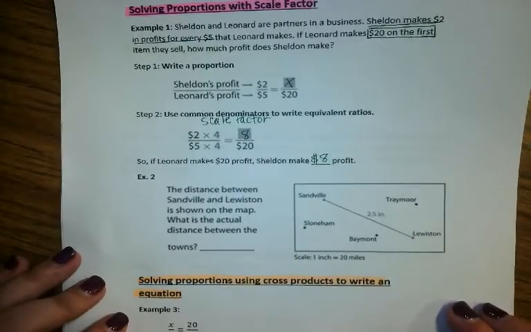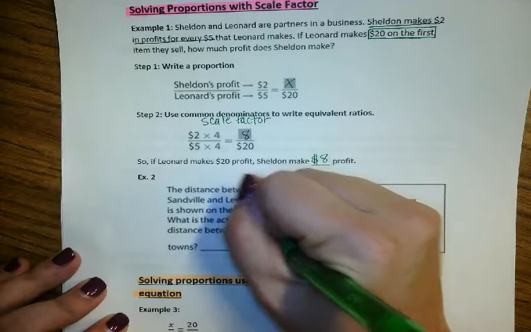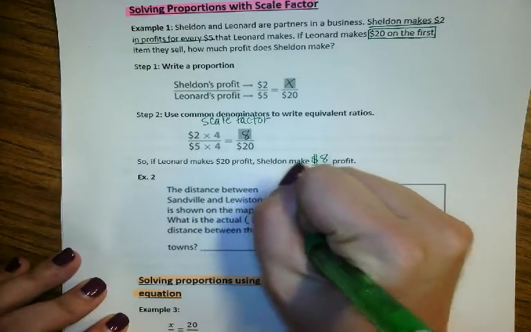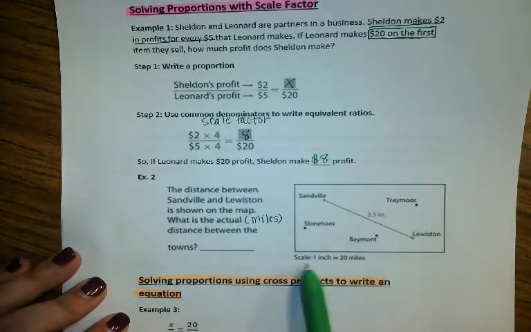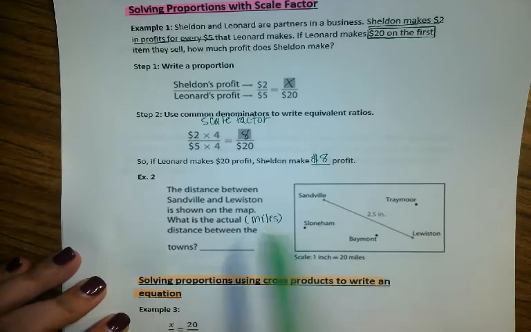Okay, let's look at another example where we can use scale factor to solve a word problem. The distance between Sandville and Lewiston is shown on the map. What is the actual distance between the towns? And when it says what is the actual distance, it's talking about miles. Because this scale on the map tells us that we're comparing inches to miles, and when we're measuring actual distance, that would be in miles.